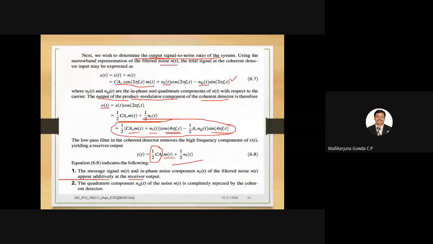So to find the output SNR, I need to find the average power of the demodulated message signal at the receiver output, right? This is my receiver output, Y of t. So how do I find the average power of this? C AC M of t by 2, its average power will be C square A square C by 4 times P, because M of t has average power P, and the 2 is already there, that is why it has become 4. So C square A square C P by 4 is the average power of the message component at the receiver output.